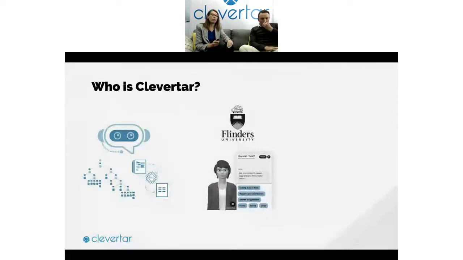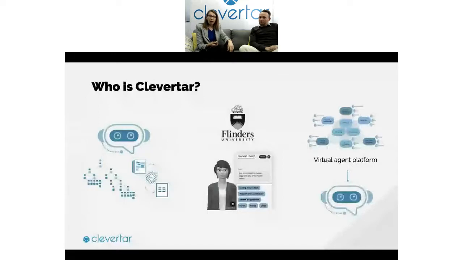But one of the things that we do, which is very common across all of these kinds of automated conversations, is that we use a chat type interface. Chat has become very familiar with people around the world, and so utilising it with a virtual agent really makes a lot of sense. So what we've done at Clevertar is create a virtual agent platform. Our vision or our mission really is to make our platform available so that anyone can create their own virtual agents, and that's what we do.